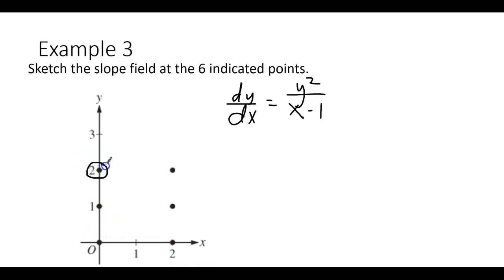If I want to find the slope at this point, first of all, you need to know what the coordinates are. The coordinates are 0 and 2. That means I'm going to plug 0 in for x and 2 in for y. And so that's going to be 2 squared over 0 minus 1, which is 4. Notice that that's a positive slope. So you're going to want to make sure that your slope at that point is going in an upward direction, and 4 is a pretty big number. I would make that look really steep. There we go. Now I'm going to do the rest of them mentally.